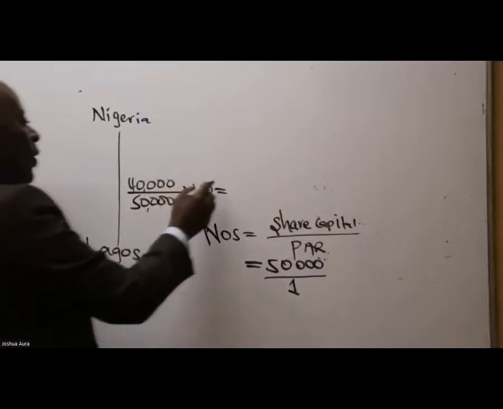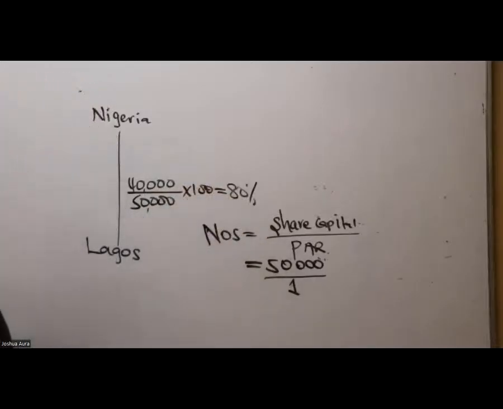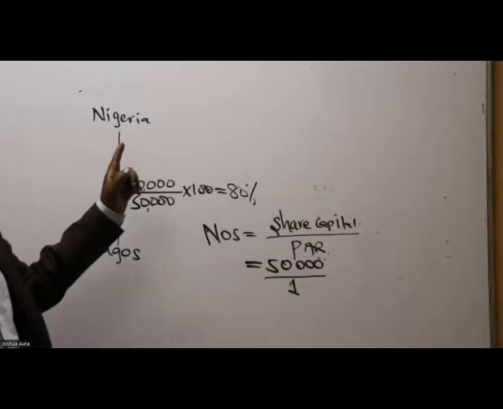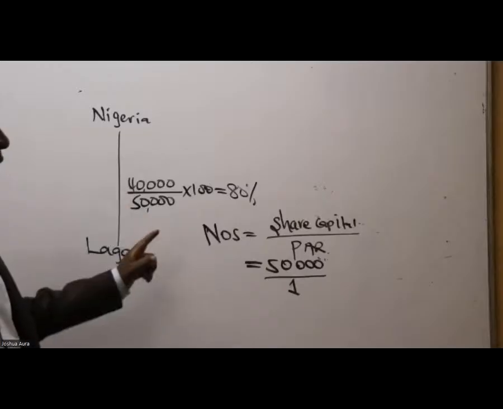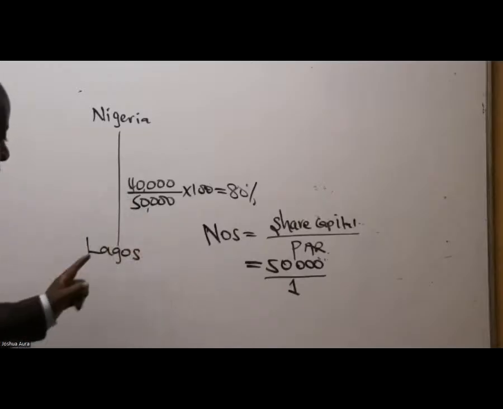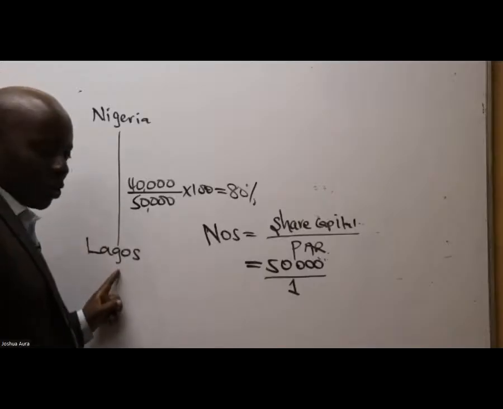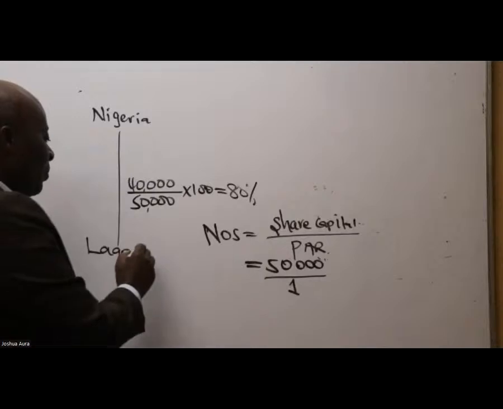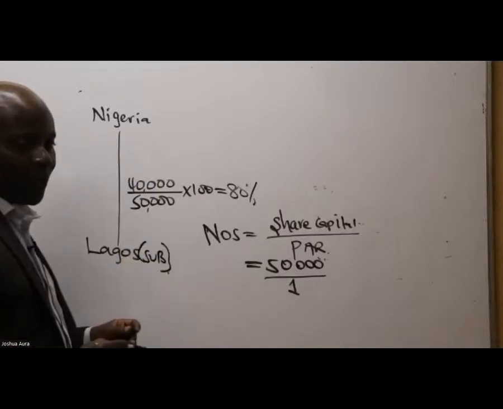So what do you think of 80%? Don't you think 80% is way too high? It is too high. Automatically, that means control. It means that Nigeria is controlling Lagos. Lagos automatically becomes our subsidiary.